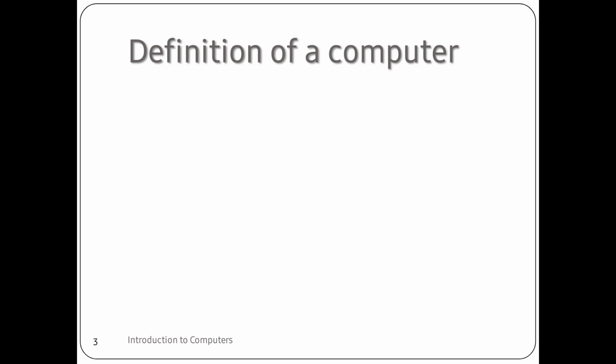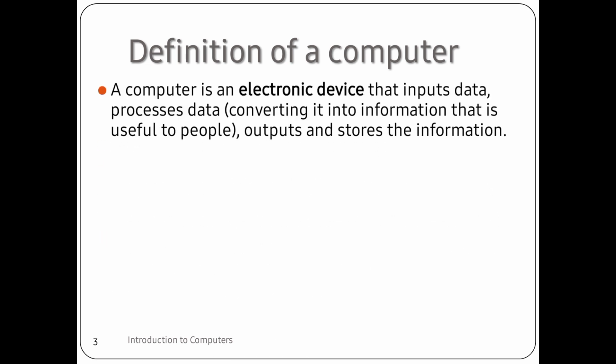We will begin by defining a computer. A computer is an electronic device that inputs data, processes data by converting it into information that is useful to people, outputs and stores the information.